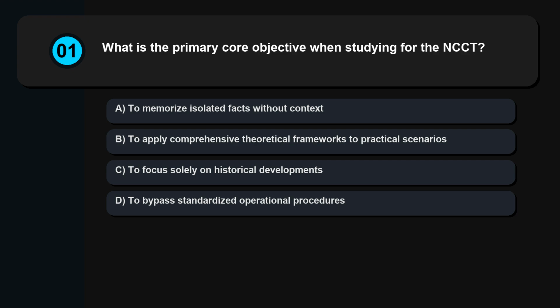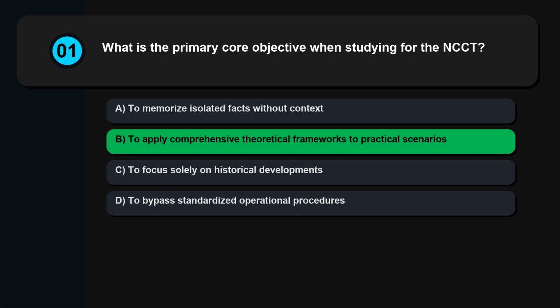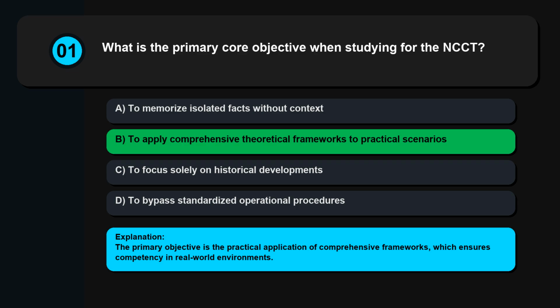Question 1. What is the primary core objective when studying for the NCCT? To memorize isolated facts without context. To apply comprehensive theoretical frameworks to practical scenarios. To focus solely on historical developments. To bypass standardized operational procedures. The primary objective is the practical application of comprehensive frameworks, which ensures competency in real-world environments.